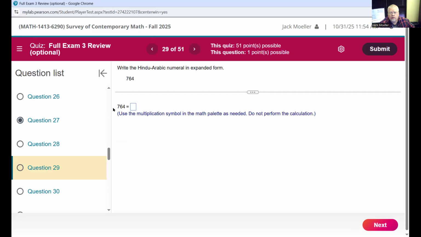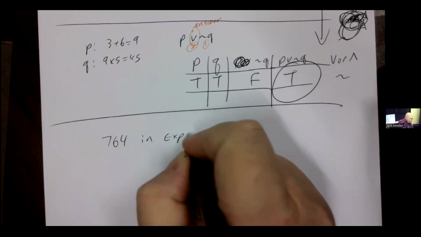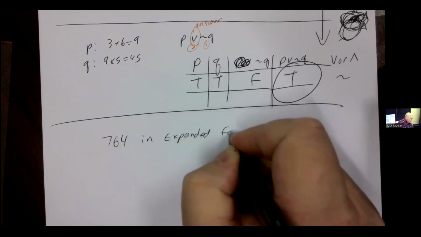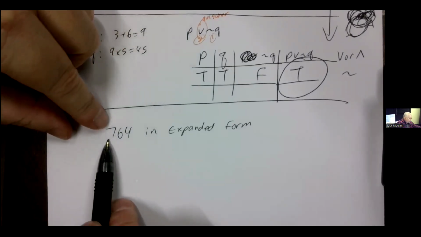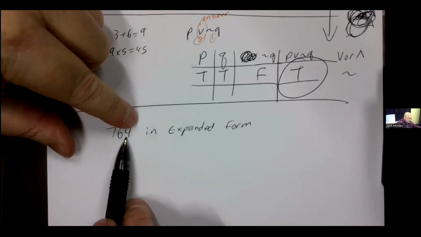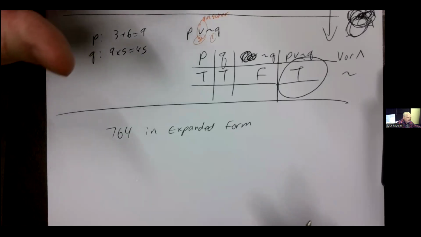So write that in expanded form. Okay, expanded form is key to a lot of things in chapter 4, so make sure you know how to do that. So now we're doing 764 in expanded form. What you have to know is, what does expanded form mean? Expanded form says we're going to do the digit times the place value plus the digit times the place value plus the digit times the place value and so on. Now we're in Hindu-Arabic, so we're base 10, so we haven't got to other bases yet.